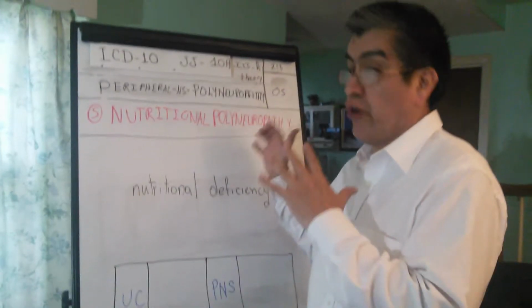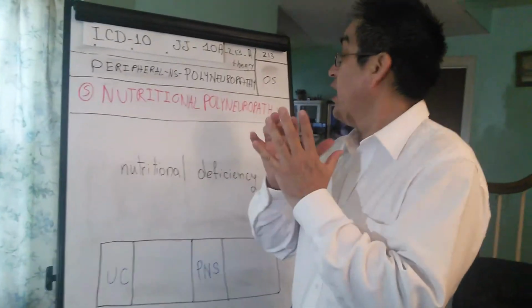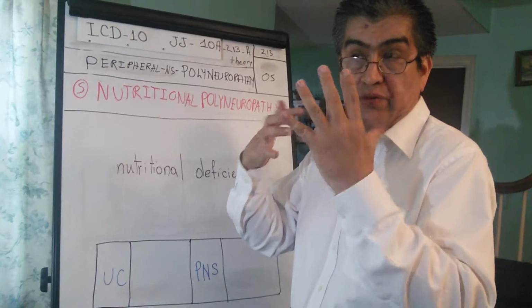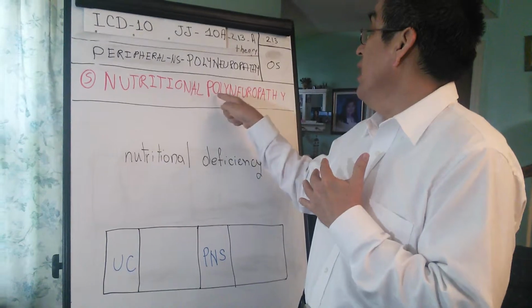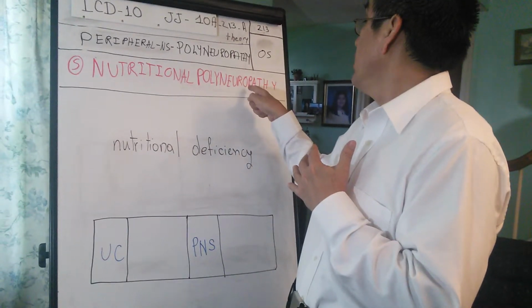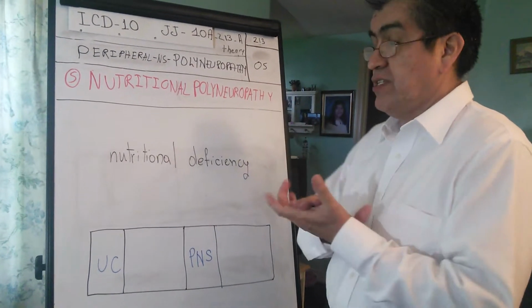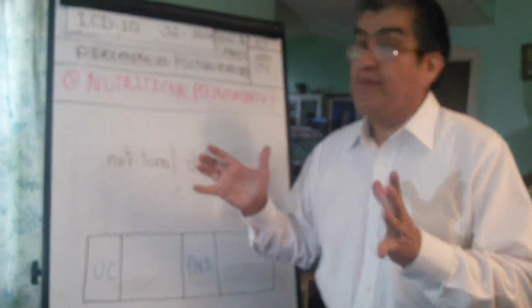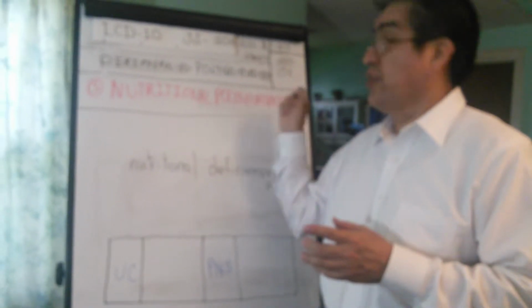Okay, now the problem that we did before was amyloid polyneuropathy, which is that because the structure of the nerves changed to resemble a starch, there are problems. There are a lot of problems. Poly means a lot, neuro means nerve, pathy means disease condition. Now we have a similar problem with nutritional polyneuropathy.